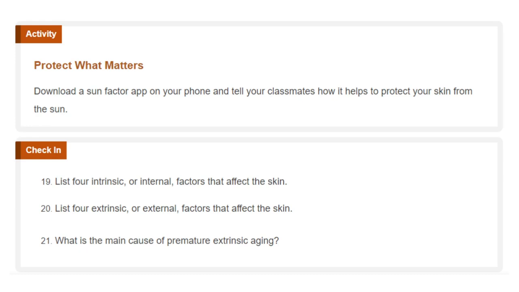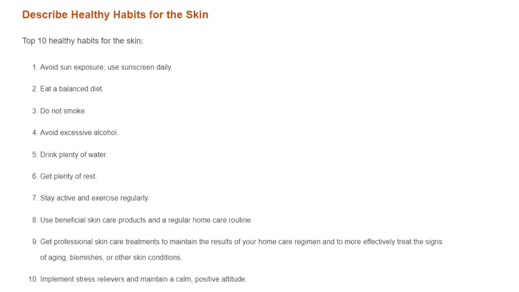Activity. Protect what matters. Download a Sun Factor app on your phone and tell your classmates how it helps to protect your skin from the sun. Check in. List 4 intrinsic or internal factors that affect the skin. List 4 extrinsic or external factors that affect the skin. What is the main cause of premature extrinsic aging? Describe healthy habits for the skin.